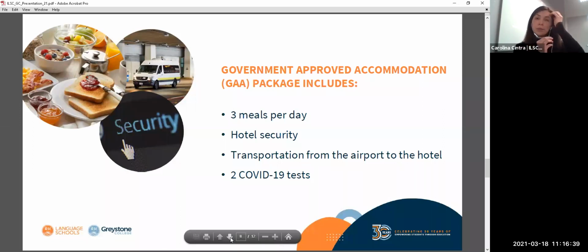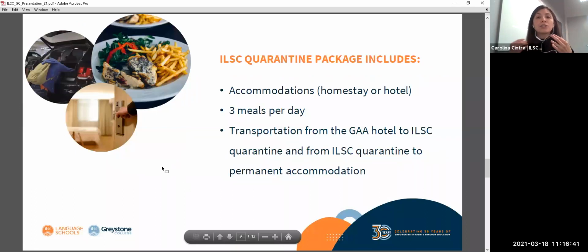It is important to mention that ILSC does not control the prices for the government packages, okay? So this is based on the hotel price, according to the accord, it's between the government and the hotel. ILSC follows the prices that the hotel provides us, okay? And then on the, sorry, Fla, do you want to say something?